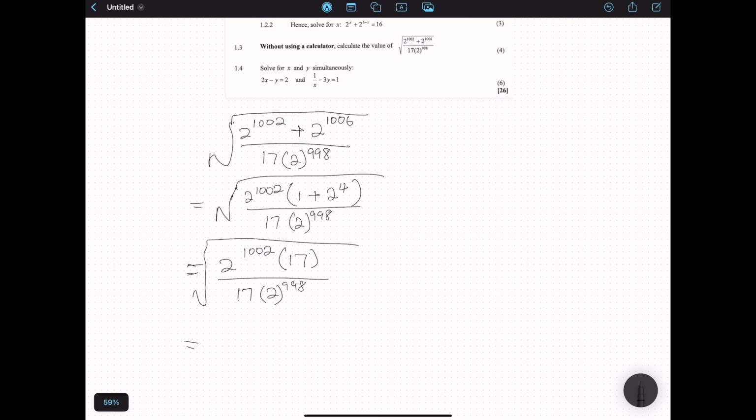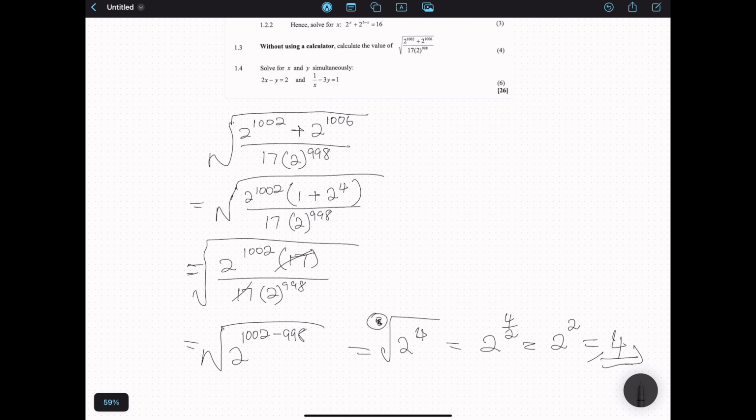This will cancel out. Then after that, we're going to have what? According to the rule, remember that the bases are the same. We can just subtract 1002 minus 998, which is going to give us 2 to the power 4. Then remember there's imaginary 2 here. Therefore, you can simplify this as 2. If you want to remove this, there's imaginary 2 that you can use. 4 divided by 2, which is going to be 2 to the power 2, which is equals to 4. So that is the answer of this question.